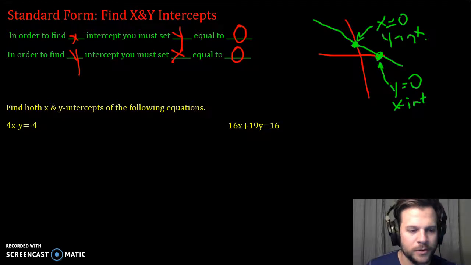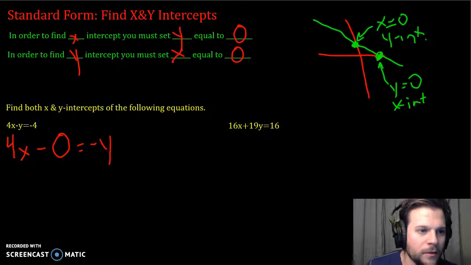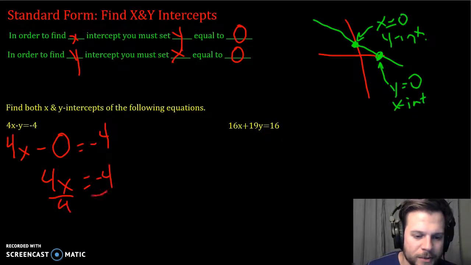So for the first problem, 4x minus y equals -4. In order to find the x-intercept, we're going to set y equal to 0. So 4x minus 0 equals -4. Minus 0 doesn't change anything, so 4x equals -4. Divide both sides by 4, and you are left with x equals -1. This is the x-intercept.